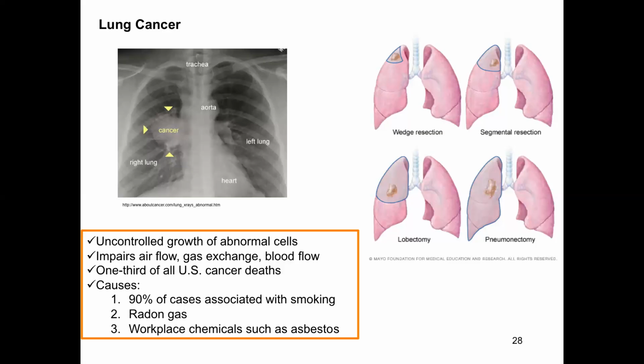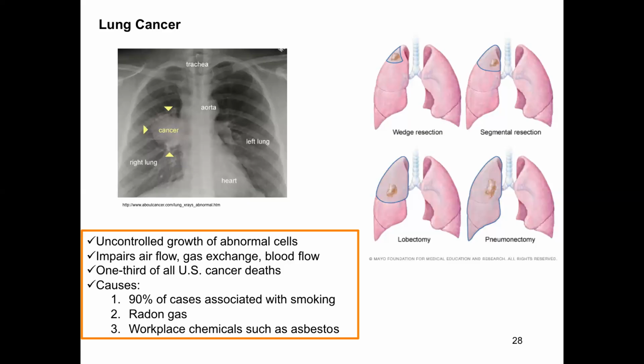Then workplace chemicals such as asbestos, so emphysema. Not emphysema, mesothelioma. That's what I was thinking of. Mesothelioma. Emphysema is from smoking, but mesothelioma is the asbestos-related cancer. And this is, again, due to the irritation of those chemicals in the lungs, that causes mutations because the lungs are constantly trying to repair things. Anyway, so what happens? Uncontrolled growth of abnormal cells. It impairs air flow, gas exchange, blood flow. Hopefully by this point you understand why that's all important. And it accounts for 1/3 of all US cancer deaths, right?